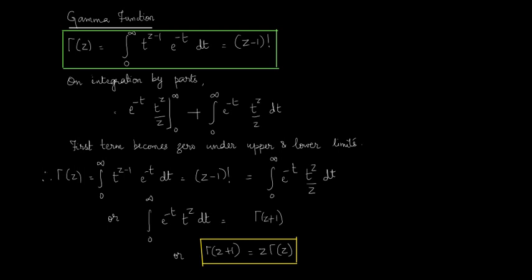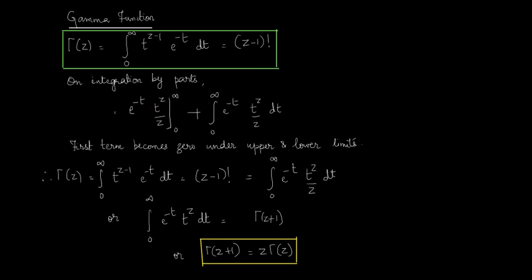Integral of the second term we saw just before, t raised to z by z dt. When you consider this first term, it becomes 0 under both limits. When you take the upper limit, you have e raised to minus infinity, that's 0. And in the second term, there is a t, so when you apply the lower limit, that becomes 0. So your first term vanishes under both limits.